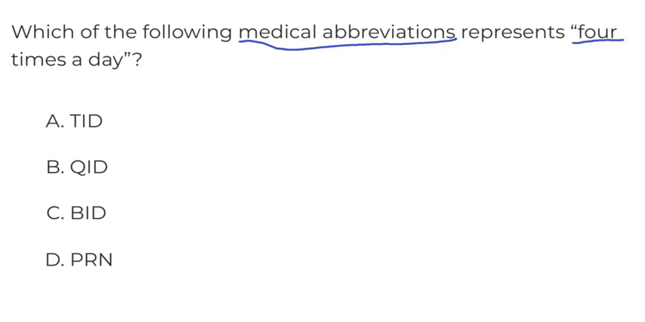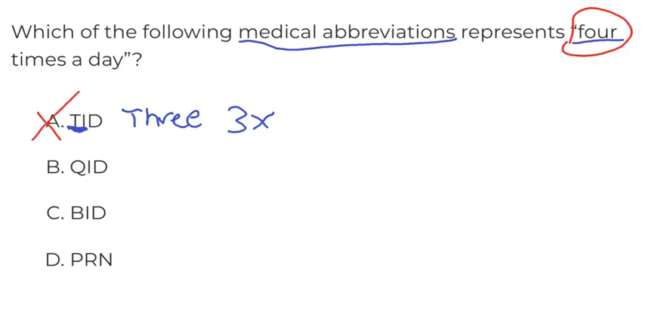Choice A says TID. If you look at TID, you could look at the T as a handy way to remember that T is the first letter of 3. And choice A means 3 times a day. But our question is asking us for 4 times a day, so we could eliminate choice A.